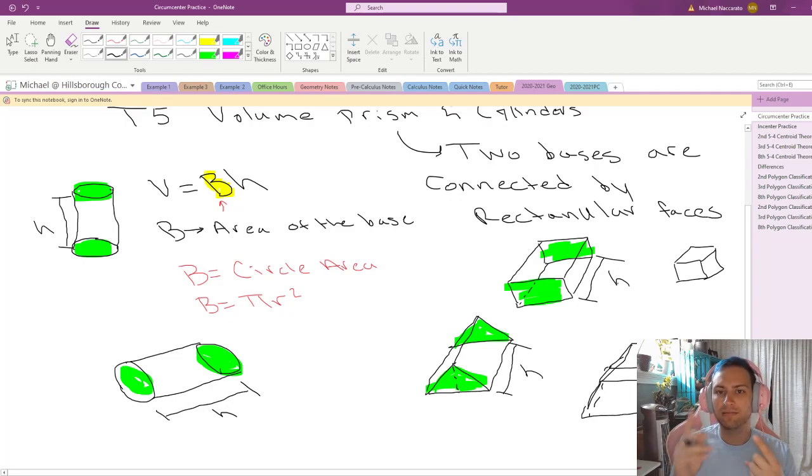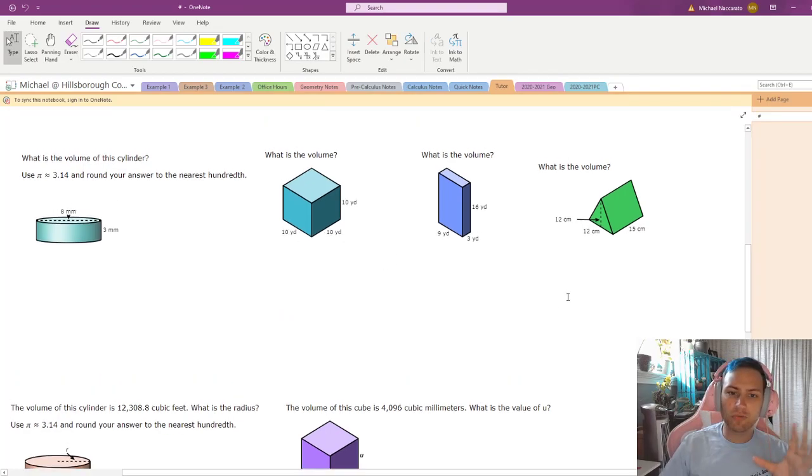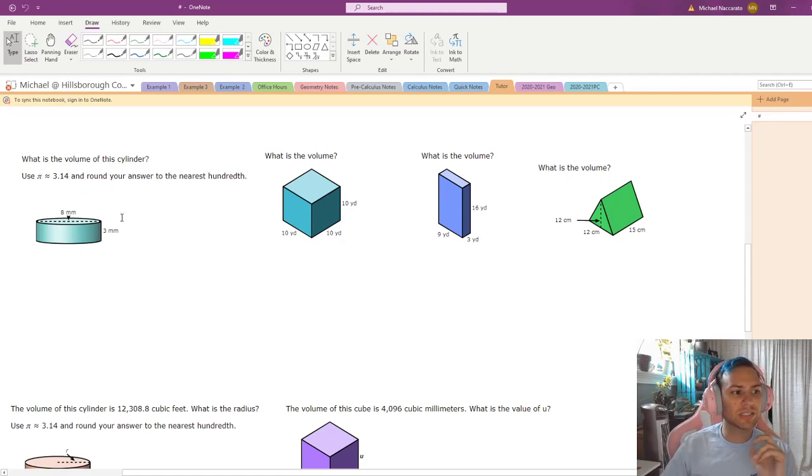So again, keep in mind the bases are going to be the two congruent shapes. The faces are always going to be rectangles. So what we're going to do is take a look at these examples that come directly from the IXL to help you prep yourself for the IXL and what to expect. In this first one, it says, what is the volume of the cylinder using pi is approximately 3.14 to find our answer? Make sure we round to the nearest hundredth. Remember, IXL will mark them wrong if you do not round to the correct thing.